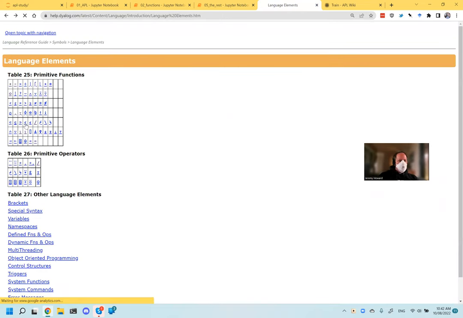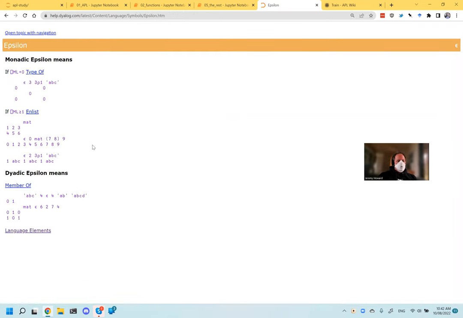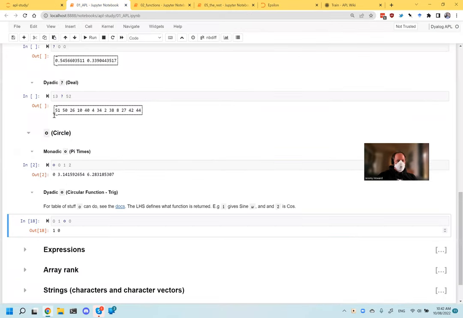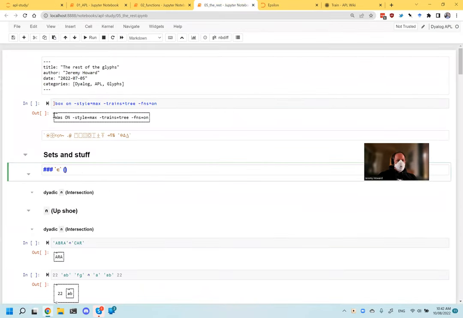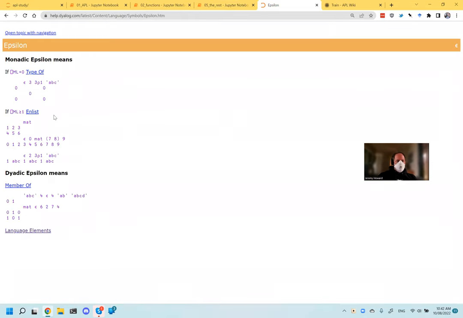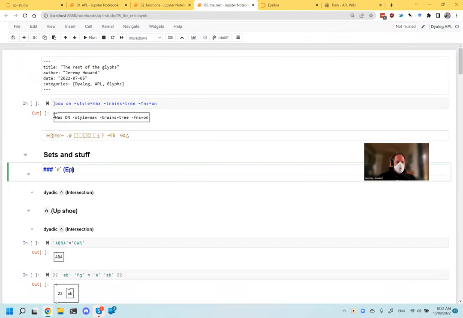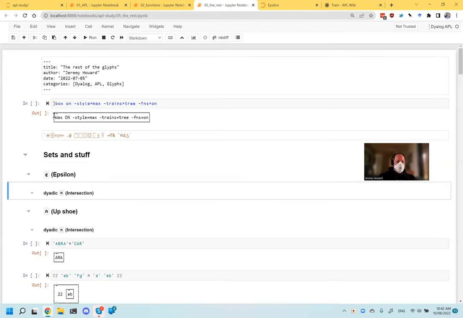Epsilon. Monadic epsilon means n list, because ML for us is 1, I remember. And it's just called epsilon. Yes. Epsilon.